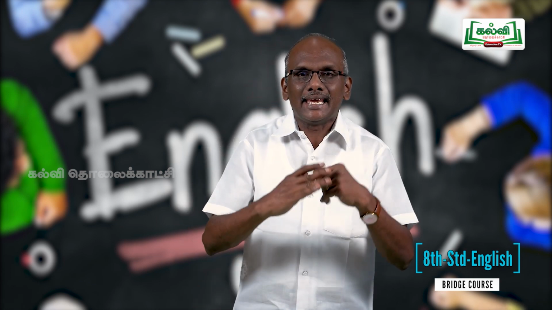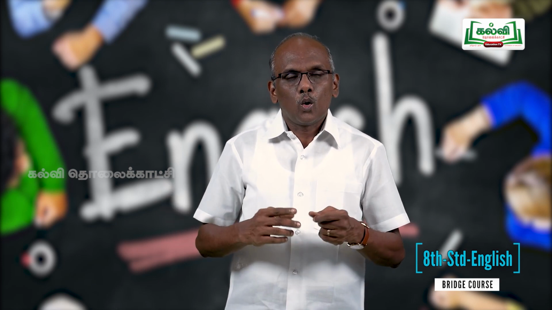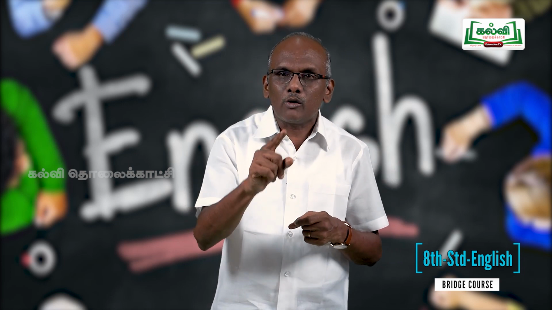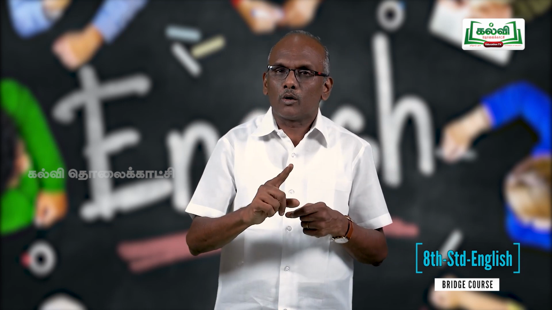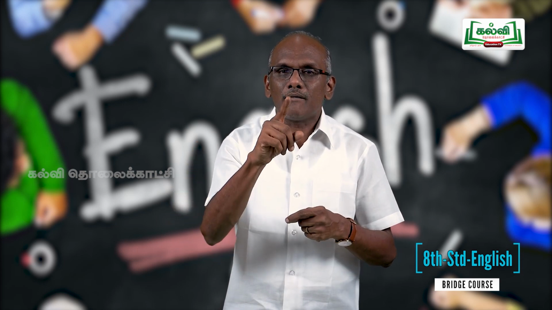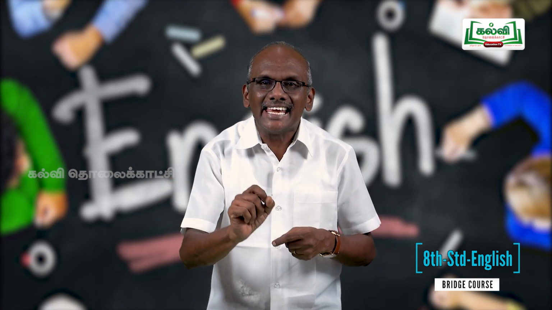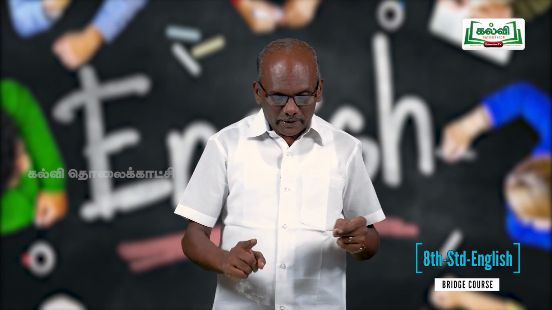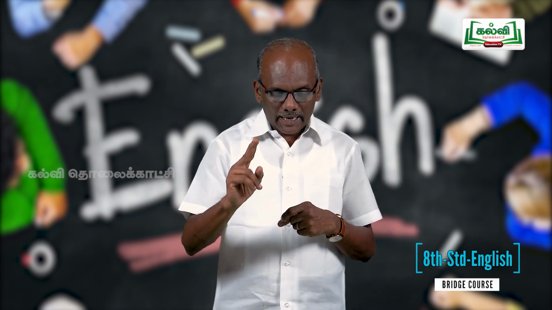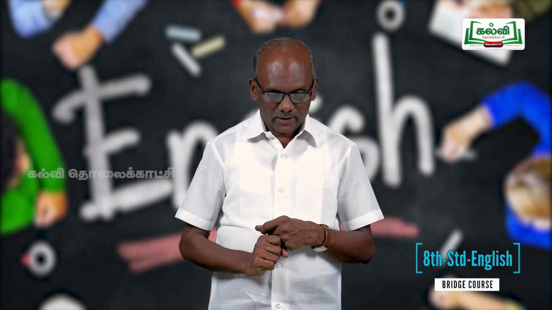And then die, D-I-E. Here D is a consonant, I is one vowel sound, E is another vowel sound. But they have come together, and we pronounce it as one vowel sound, that is a diphthong, die. So if two vowels come together, then consider it as one vowel sound.